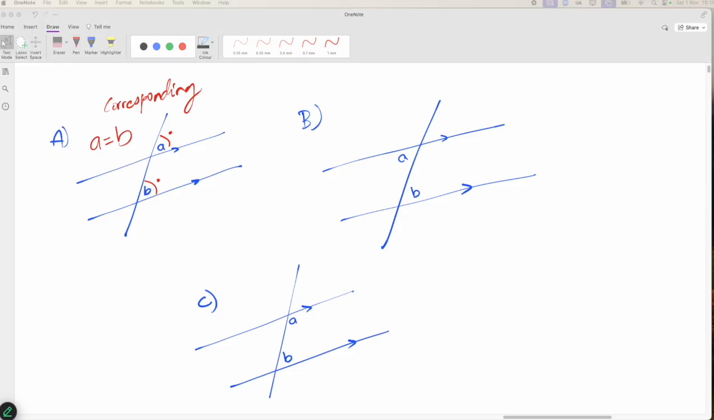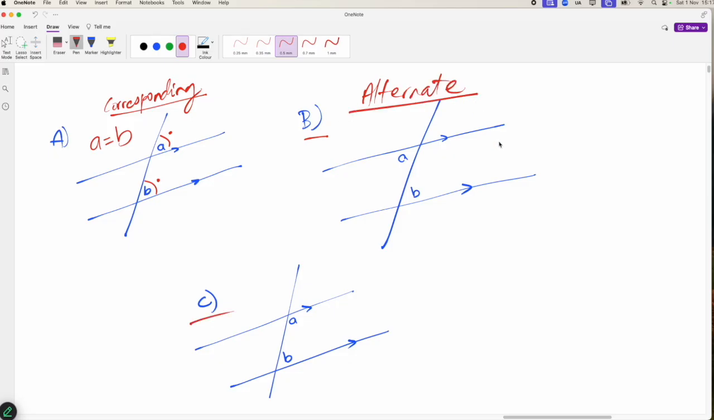Japhet says supplementary. Nope, but nice try. Part B. No, but nice try. As I said, these rules are so important. What kind of angles are part B? Corresponding. Well, these are corresponding over here. Part A is corresponding. These are alternate.